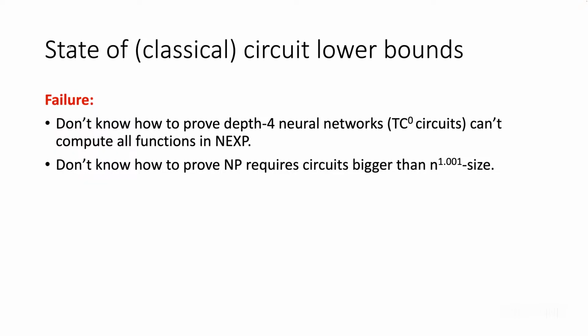Right? So, for example, we still don't know how to prove that depth-4 neural networks, or more formally TC0 circuits, which is a very restricted class of computation, these are constant depth circuits with majority gates, we don't know yet how to prove that these circuits can't compute all functions in non-deterministic exponential time, beyond what we know how to do in theory. We also don't know how to prove that NP requires circuits bigger than n to the 1.00001.